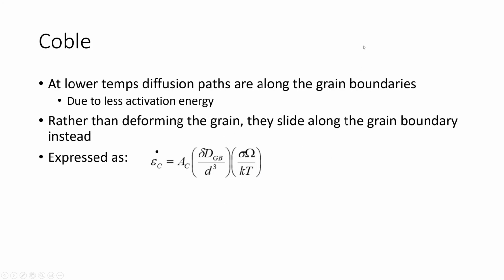However, Coble creep, also called grain boundary diffusion, occurs at a lower temperature because it requires less activation energy. So instead of the grain itself deforming, it's more about the relation between the grains. The boundaries between the grains are weaker at that temperature, so the grains themselves will slide off each other, and this is the equation that expresses the grain boundary creep.